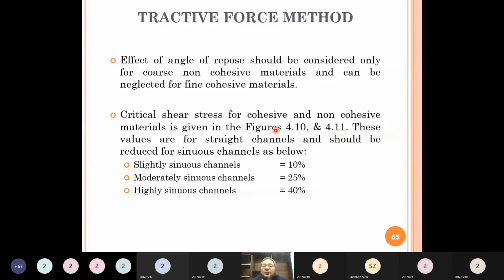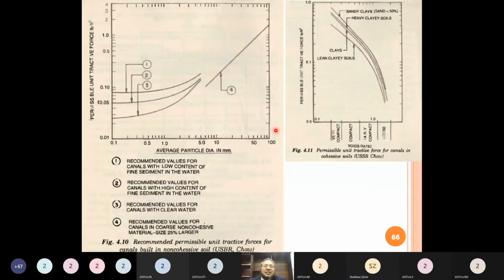Now we want to see figures 4.10 and 4.11. These are those two figures. These figures are given in our textbook, Irrigation and Hydraulic Structures by Dr. Iqbal Ali. So this one is figure 4.10 and this is figure 4.11. This figure gives the value of permissible unit tractive force, or critical tractive force, for canals built in non-cohesive soil. What are non-cohesive soils?